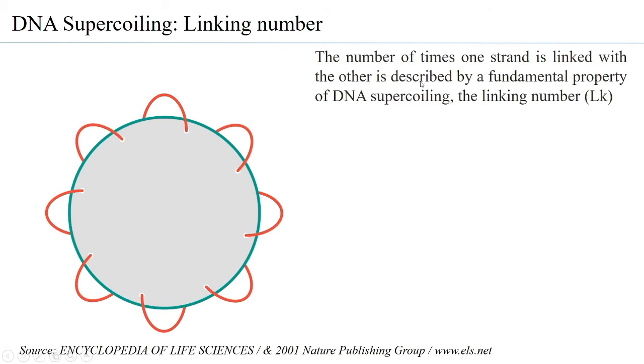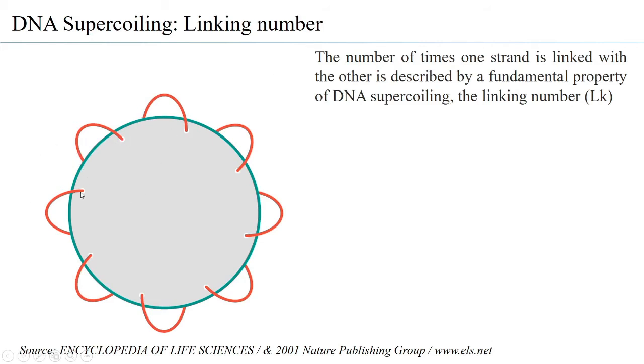Linking number is the number of times one strand is linked with the other. So consider the red as one strand and the green as the other strand. So the number of times it is linked. It is linked over here, correct? This is one link. This is the second link. Likewise, the number of times one strand is linked with the other is described by what we today term as the linking number. So let's make a count over here.